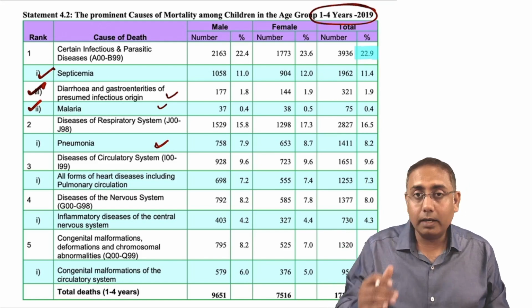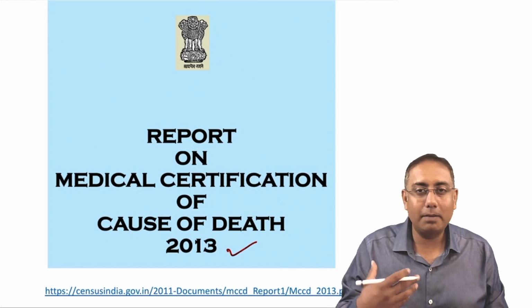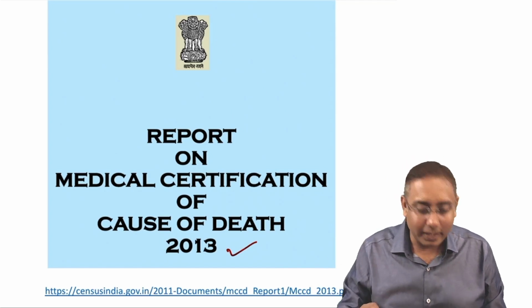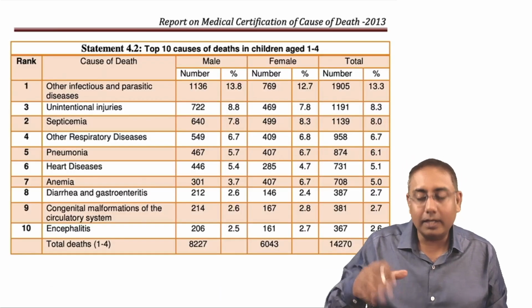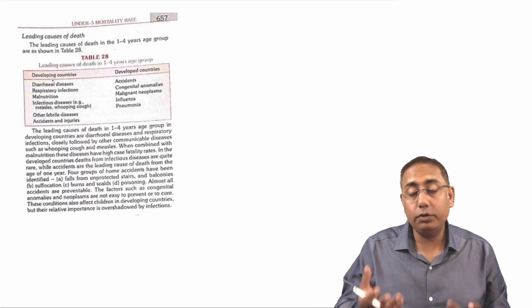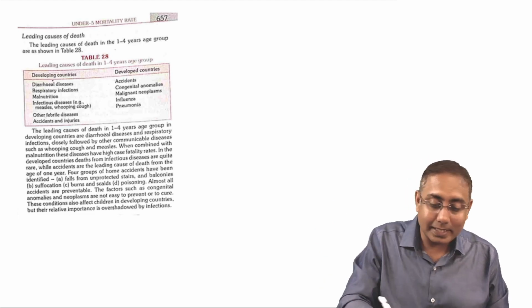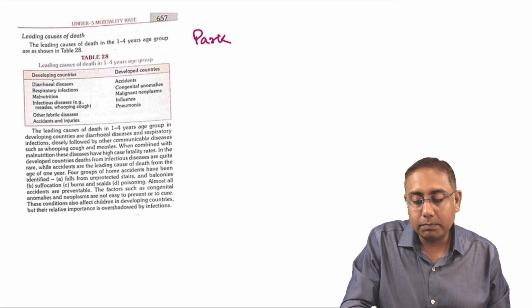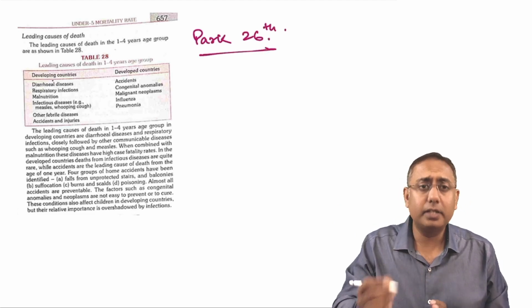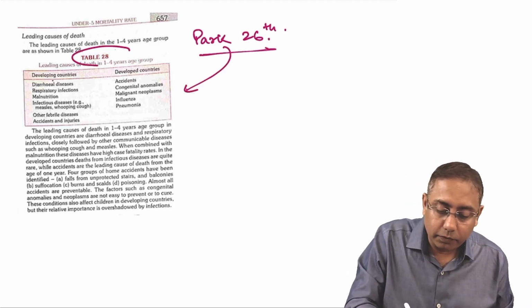And on similar grounds, if the question had been asking about 2013, which I myself would doubt, why would somebody ask 7-8 year old data? But in case they have asked, then the data will actually change, right? So the point of confusion, you might be showing me this snapshot, this image from the Park textbook 26th edition. The Park 26th edition, the latest, shows the leading cause of death in age group 1 to 4 years.